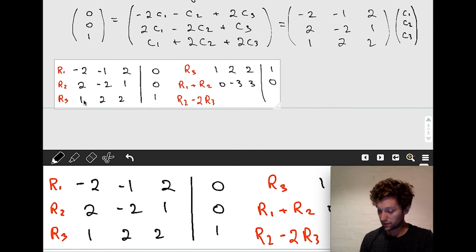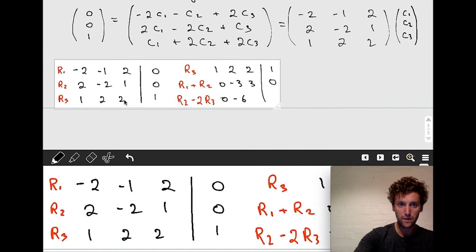That's going to give me 0 in the first column. That's what I want. R2 minus 2 times R3. That's going to give me minus 2 minus 4, so that's going to give me minus 6. And I've got R2 minus 2 times that, which is going to be 1 minus 4, so that'll be minus 3. And again, I've got R2 minus 2 times R3, which is going to be minus 2 here.